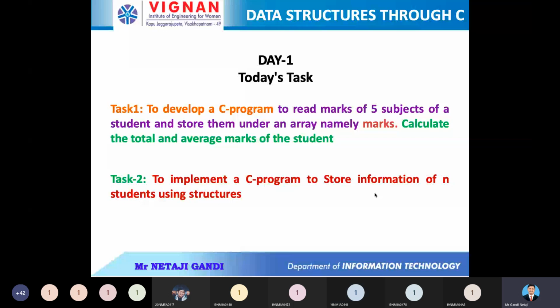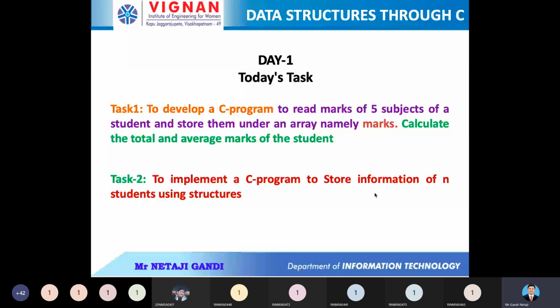So I want to give some tasks to all of you. For 5 subjects, read a student's 5 subject marks, then calculate the average, and print the total and average. All of you know how to declare a one dimensional array. This is a very simple example. You can read the 5 subject marks. The array name is marks of 5. You can directly take input, no issue.